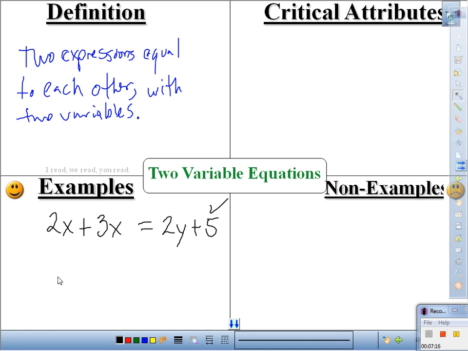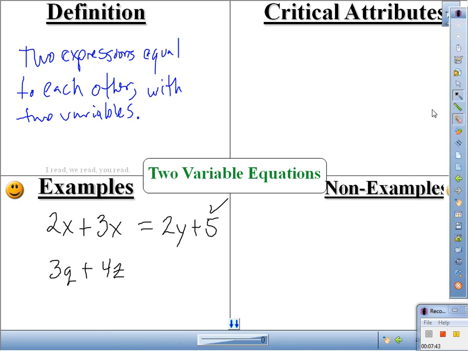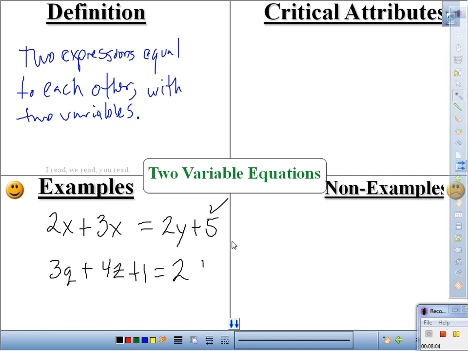You can give me another example. Julian, go. 3q plus 4z equals 1 plus 2. Hands up if you agree that that's two expressions equal to each other. Oh, no, but let's look at that one. Do we have two expressions equal to each other? Yes. Do we have two different variables? Yes. This is a good example. Write that down.